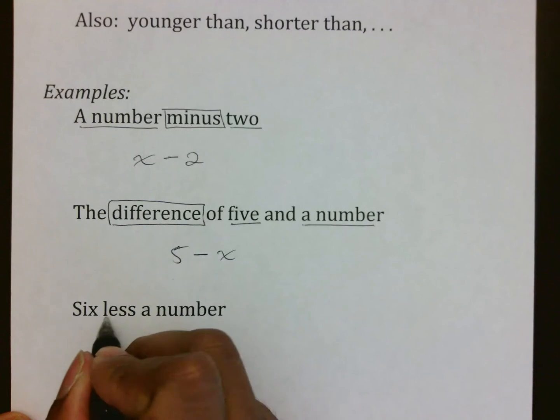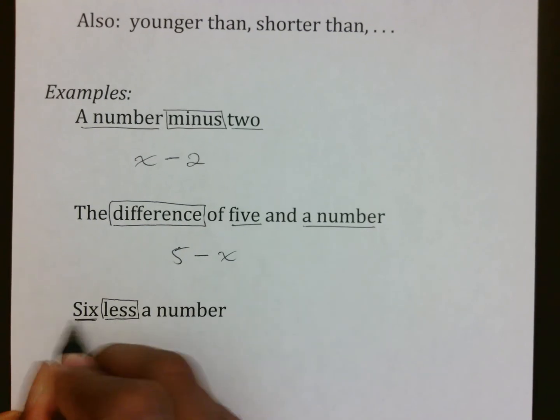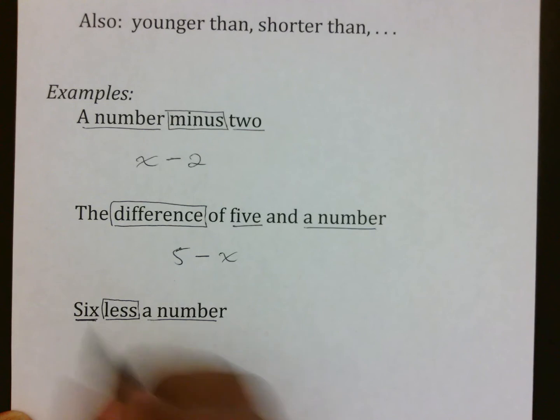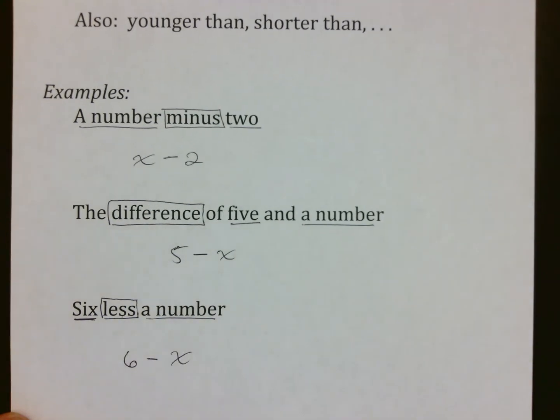The next one has less as our operation prompt, which again means subtract. Our number values are 6 and a number. So again, you put 6 minus x in that case, because that's how it works.